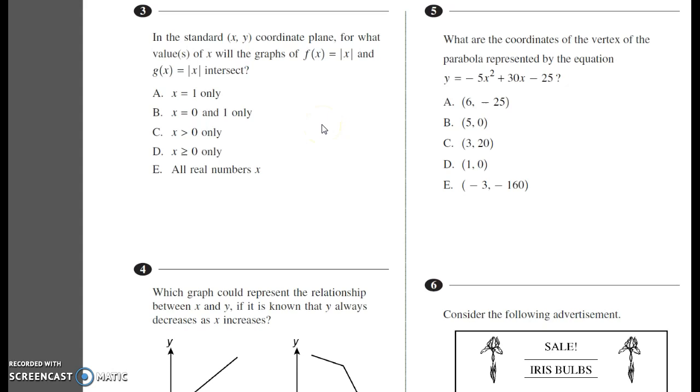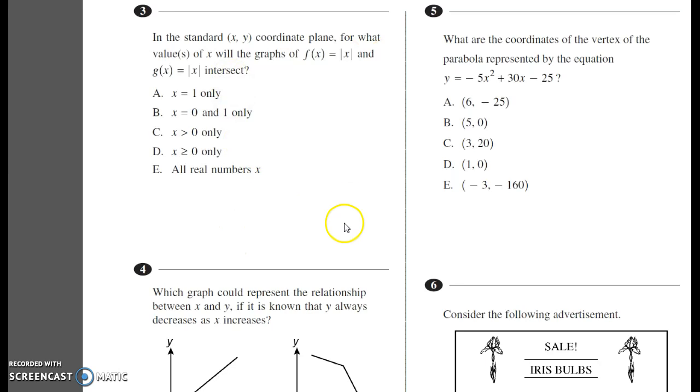So now the next question is going to take us to a coordinate plane, and we're looking at the values of x with the graphs of f of x equals absolute value of x and g of x equals absolute value of x, and we're trying to see where those things intersect. To be able to answer this question, you have to know how to read it. What they're actually asking is, in a standard xy coordinate plane, for what values of x will the graphs of the function f of x equals the absolute value of x and g of x, which is like saying the function equals the absolute value of x, intersect?